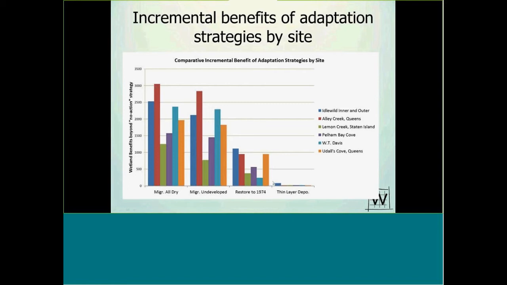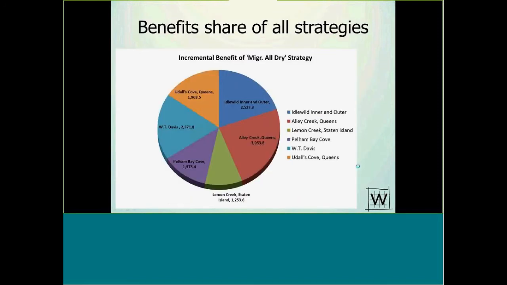In our simulation, we had to go back and check the results a lot and make sure that we're adding the 20 centimeters where we thought we were adding the 20 centimeters, but the results from the SLAMM model with the accretion feedbacks, when you're looking over an 86-year time period, were quite a bit lower. You can see for a single strategy for migration, again, this is kind of what we were looking at before. Alley Creek, Queens has the largest capability for wetland benefits due to migration, and Lemon Creek has the least in terms of the defined parcel.